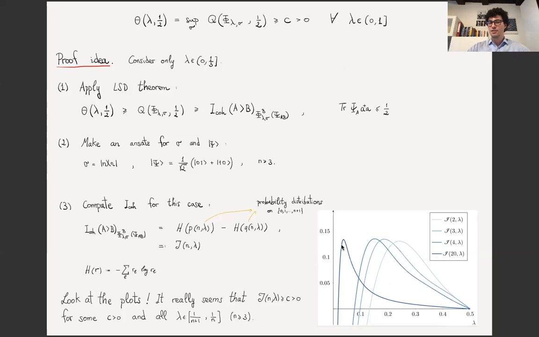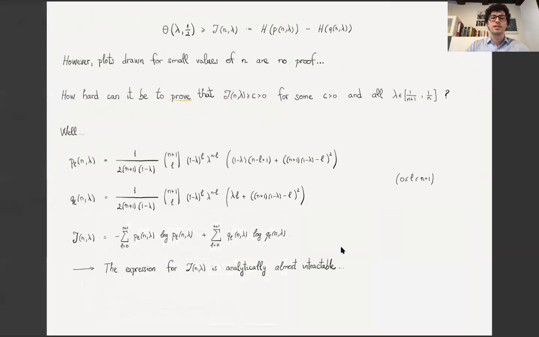So that seems kind of the end of the proof. Of course, this is not a proof. We are just looking at the plots. I can make the plot for n equals 20, maybe for n equals 100, but of course this is no proof that this thing will actually work. But still, we can compute the probability distributions P and Q, right? So how hard can it be to prove that the difference of entropies is larger than a constant? Well, it turns out it's quite hard, because if you write down the explicit formula for P and Q, it's this nightmare here.